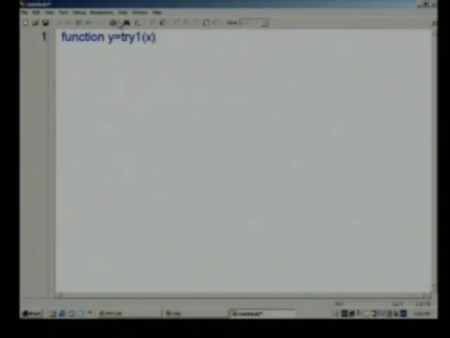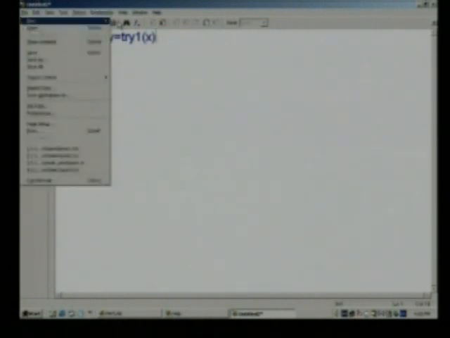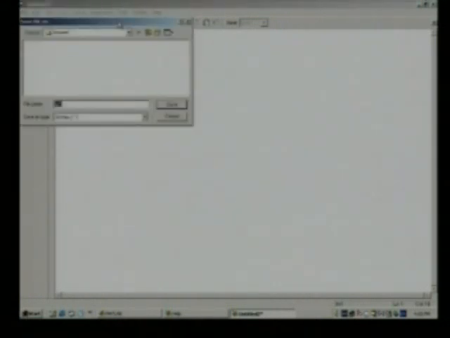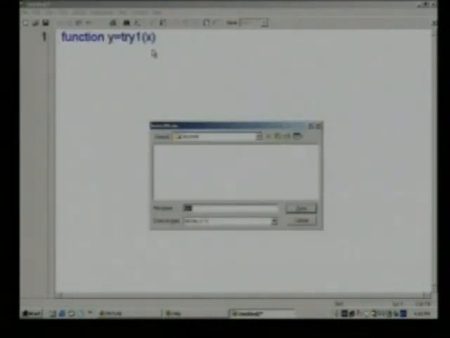Remember, for these functions, when you save, what is the name of the function? Try1, right? And the name of the .m file, which will also have the .m extension, should be the same.